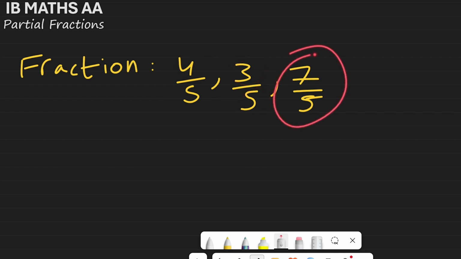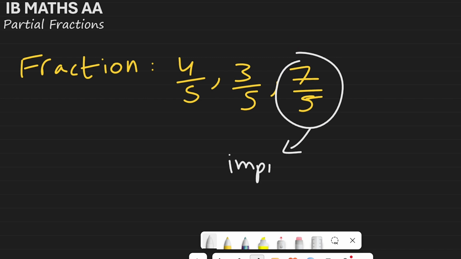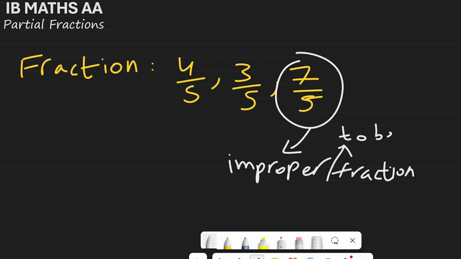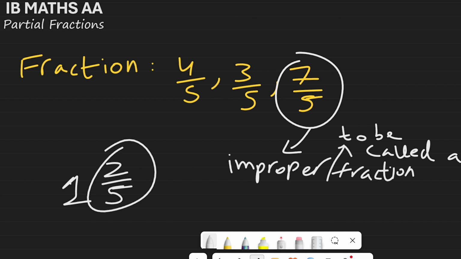And this thing, you call this in earlier grades as an improper fraction. What is meant by an improper fraction? An improper fraction basically means improper to be called a fraction. What does that mean? That this 7 over 5 is not a fraction, but we represent it as a mixed number, and that is 1 whole 2 over 5. So 1 whole 2 over 5 is a fraction, because this 2 over 5 is a fraction.